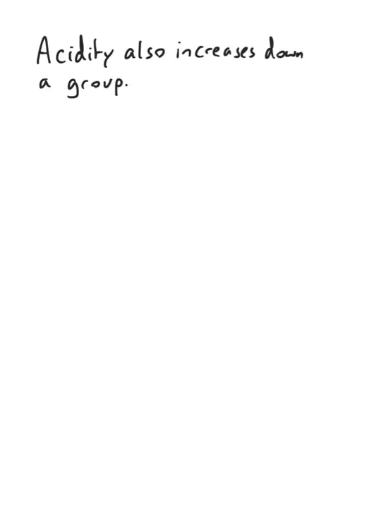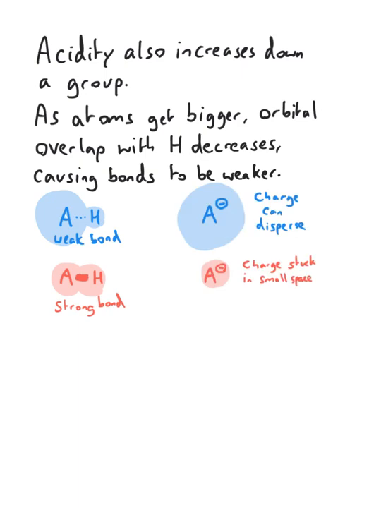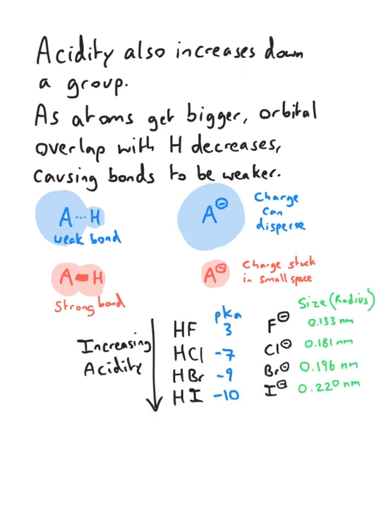The acidity also increases when you go down a group. This is due to the size of the atom bonded to the proton. As atoms get bigger, the orbital overlap with the proton decreases, so you're forming weaker bonds. The easier it is to break the bond, the more acidic your compound is. Furthermore, as an atom becomes bigger, it becomes more stable in a charged state because the negative charge is more dispersed. These trends can clearly be seen if we look at the halogens.